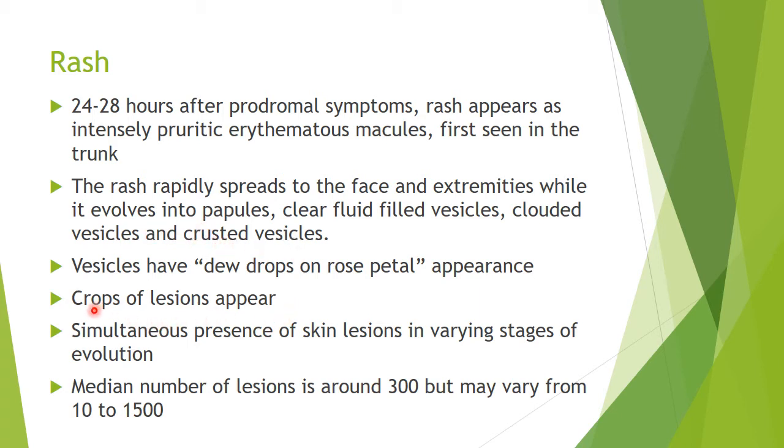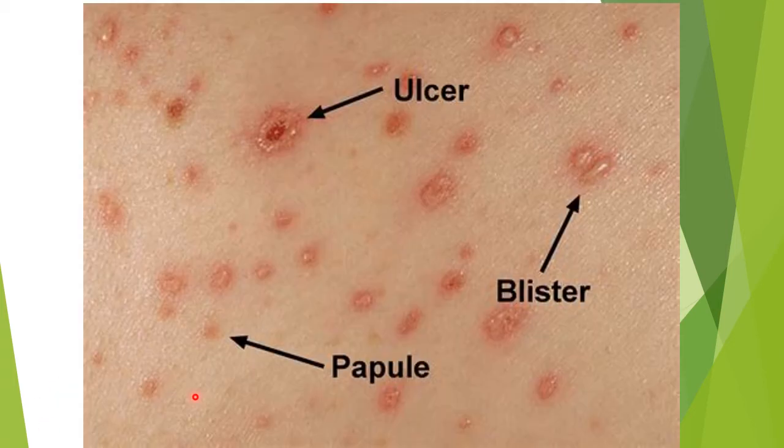Crops of lesions appear, and there is simultaneous presence of skin lesions in varying degrees of evolution. This is actually an important clinical feature of chickenpox, and the median number of lesions is around 300, but can range from 10 to 1500.